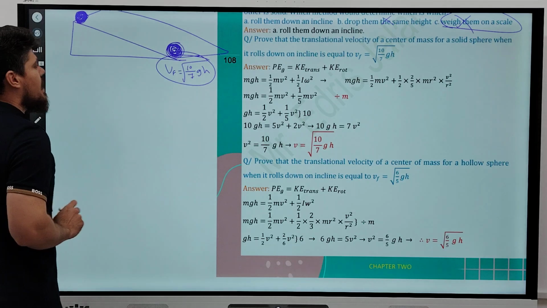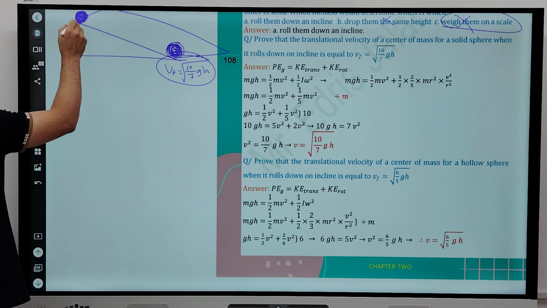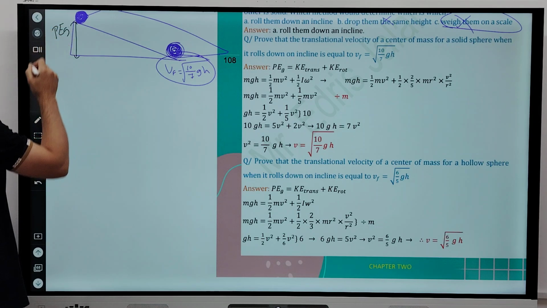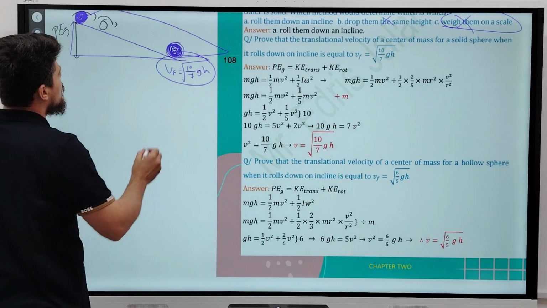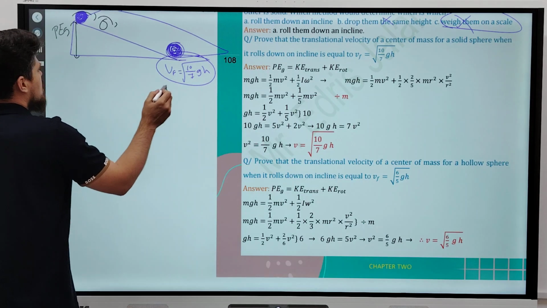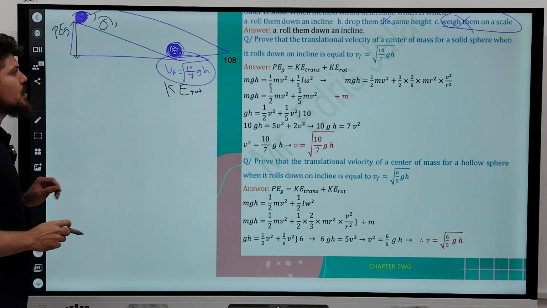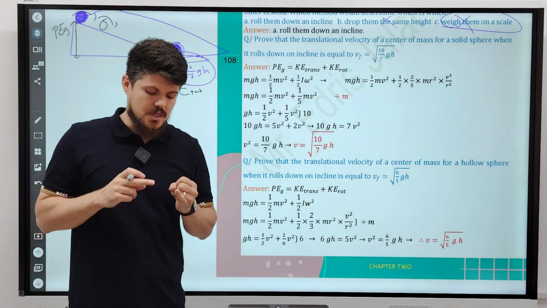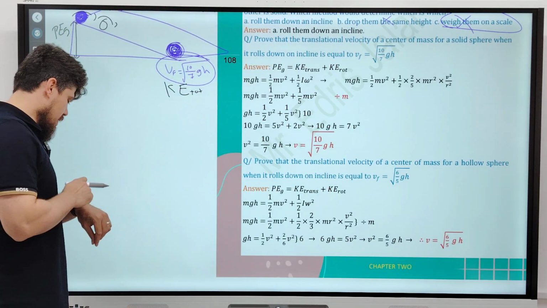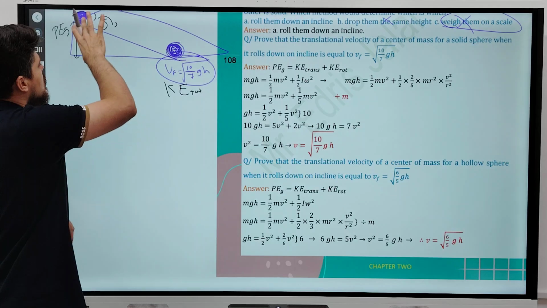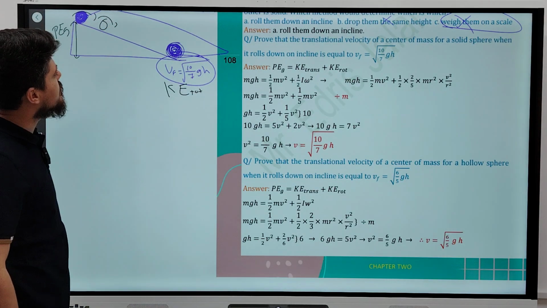Now I'm going to prove this value. How did we get this value? At first, which type of energy do we have? Gravitational potential energy. But when the ball is rolling downward, this gravitational potential energy is converted to what? Total kinetic energy. Why total? Because we have both types of energy: translational kinetic energy, because its position continuously changes, and rotational kinetic energy, because the solid sphere is rotating around itself.